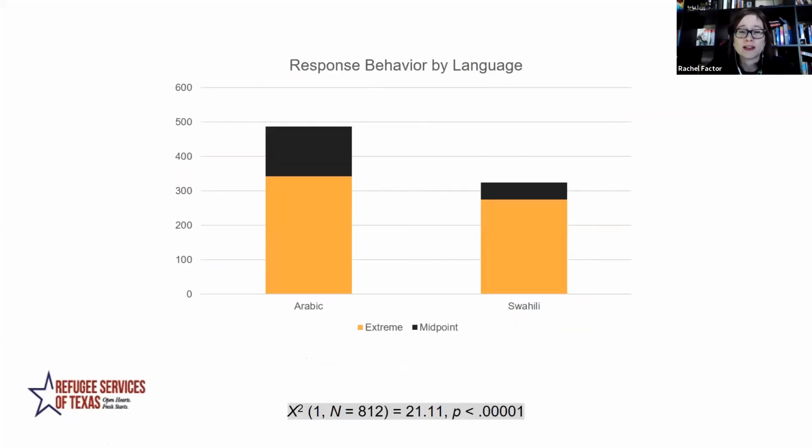So if we look at that as an aggregate, if we look at that as a whole, with the extreme responses and the midpoint responses, you can really start to see that there is a difference in the number of midpoints used compared to our Swahili speakers. And this was statistically significant, so that's what this is notating here on a chi-square distribution. That just means that these two distributions were statistically different.